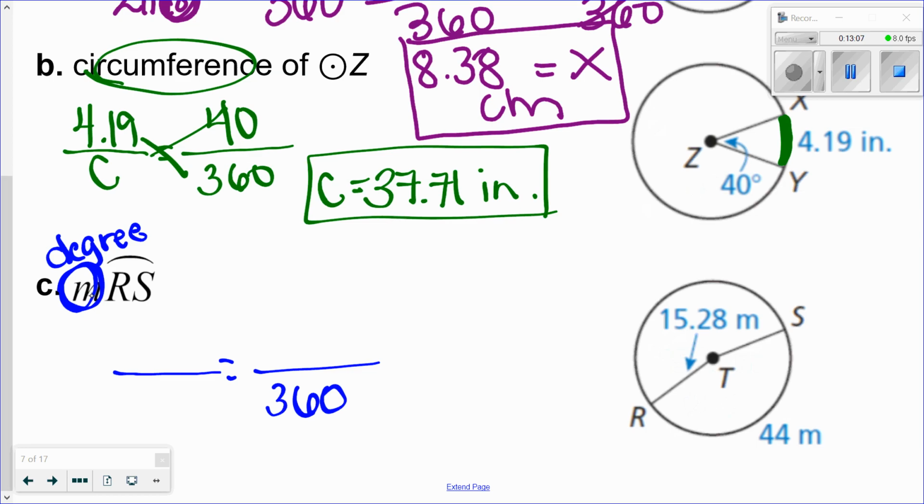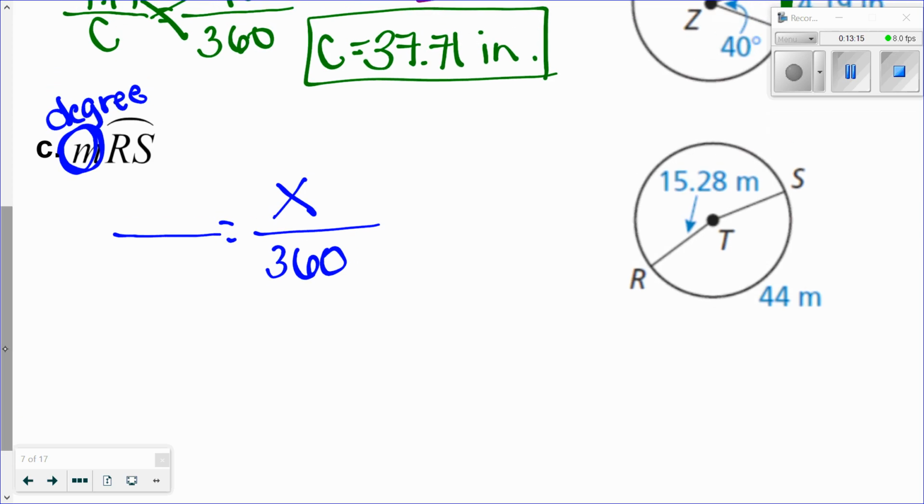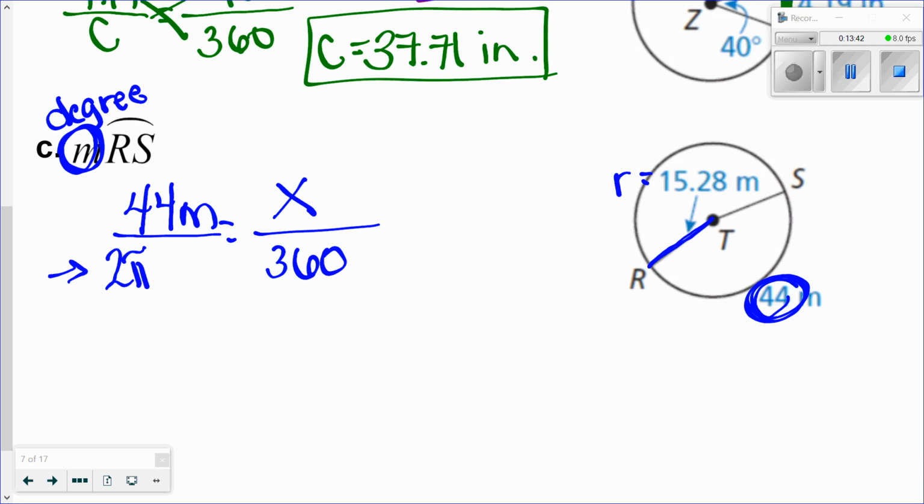So down here, when they have that m, we know that we're trying to find part of the degrees, not the whole thing, obviously, because we always know that's 360. Okay, so as you go to the next part, we have that part of the crust is 44 meters, okay? So this crust has a length of 44 meters, okay? This 15.28 is our radius, and our radius is used in the circumference formula. So 2 pi, and then our radius, which is 15.28.